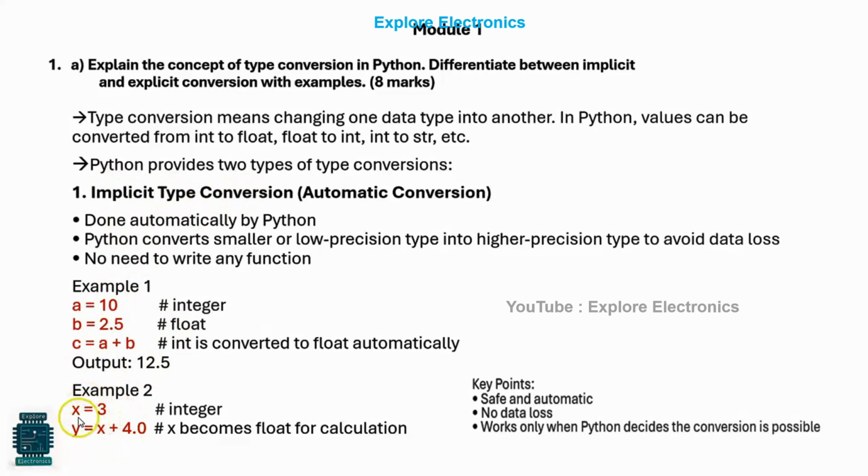Let us see one more simple example. X is equal to 3, Y is equal to X plus 4.0. Here X is an integer and Y is equal to X plus 4.0, which means it is a float. Here X is automatically converted to float for the calculation. This implicit type conversion is safe and automatic. No data loss, data cannot be lost here. It works only when Python decides the conversion is possible. When it is possible, it directly converts. That's why it is implicit type conversion, which is automatic.